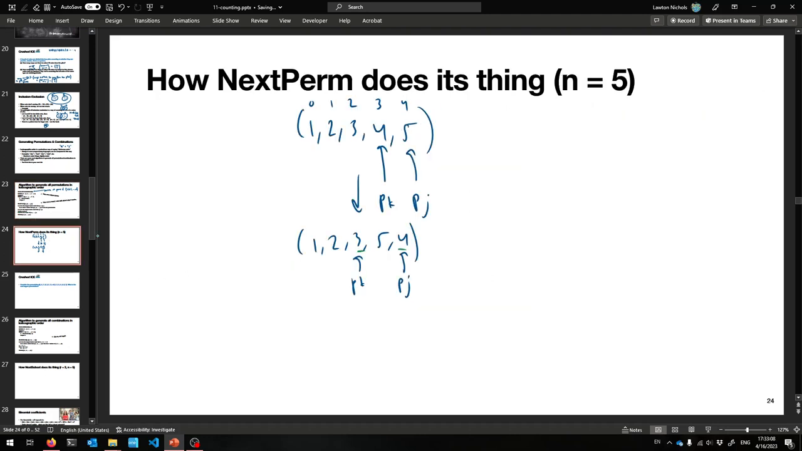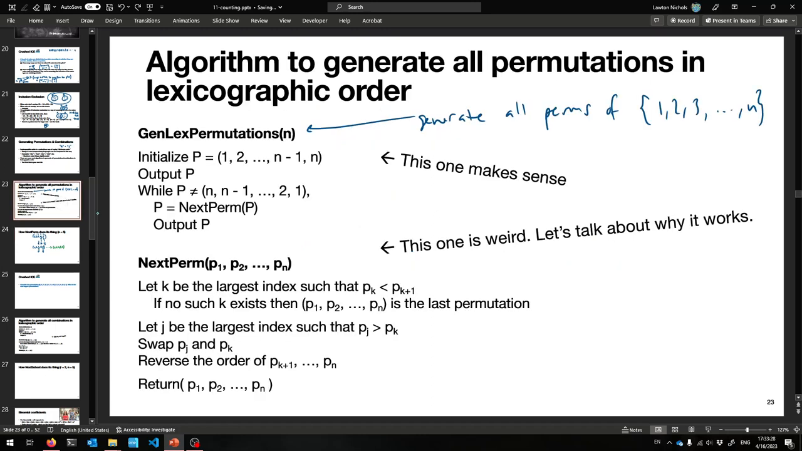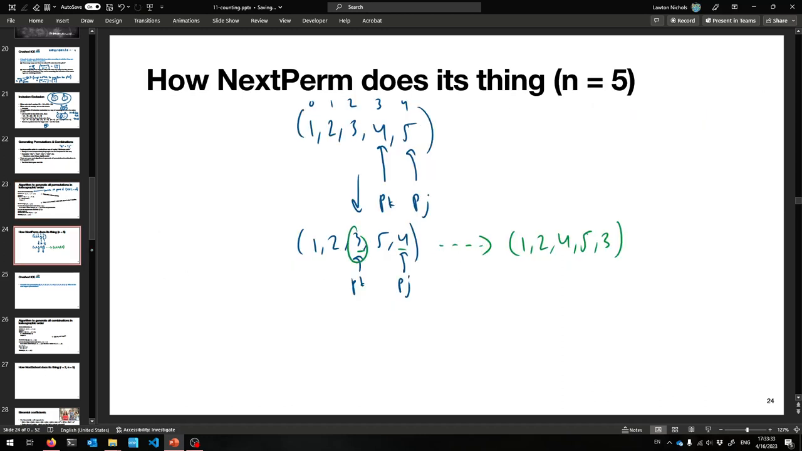Swap these guys, and that leads to 1, 2, 4, 5, 3. But we could make an even smaller one that has 4 right in this position, that has 1, 2, 4 at the start. The idea is you take k plus 1 onwards and you reverse them. Index k was this third element, and so this is k plus 1 onwards. We're going to reverse those, and so our final answer is going to be 1, 2, 4, 3, 5.